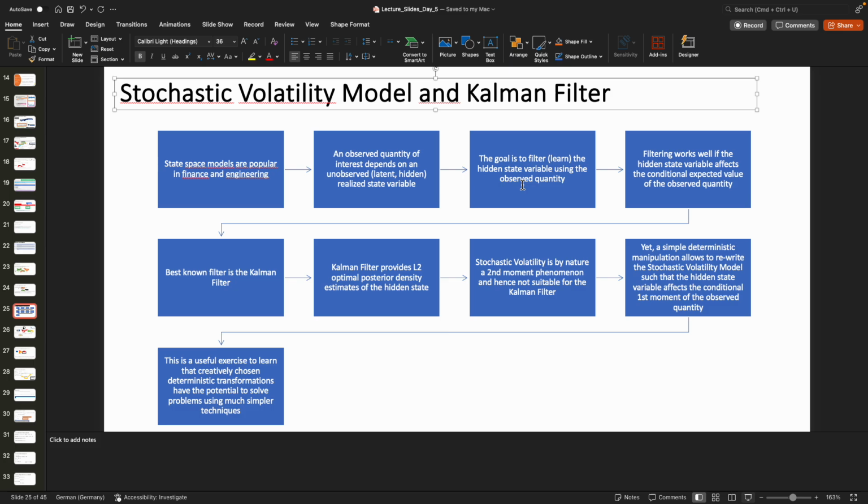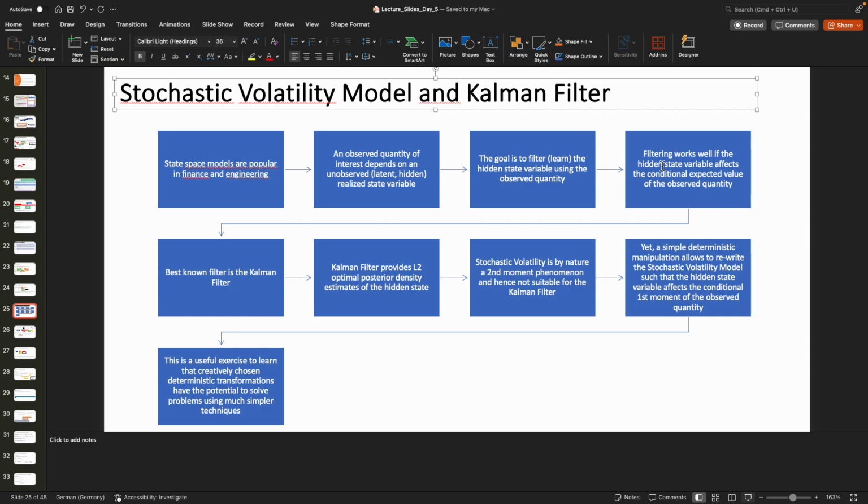We will observe realized returns, and we want to learn something, either expected returns or volatility. I will talk about that. I start already to mention now, this filtering works very well if the hidden state affects the first moment. Because it's like with the car. Where's the car? It says the car is just next door. So in expectation, it's somewhere close to next door.